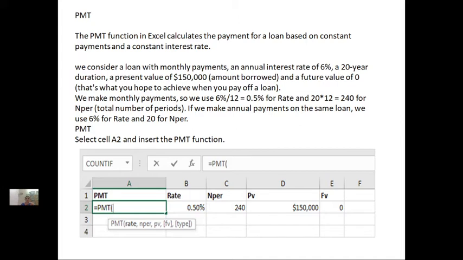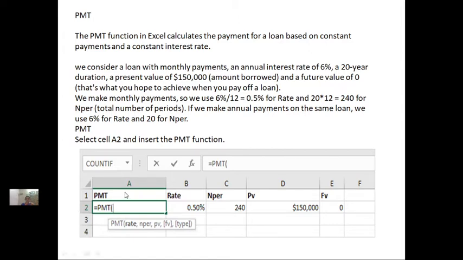This is the amount borrowed. We make monthly payments, so we use 6% per year, that is 0.5% for rate, and 20 into 12, that is 240, for NPER, the total number of periods. The total number of periods is the 20-year duration, 20 into 12, since there are 12 months per year. If we make annual payments on the same loan, we use 6% for rate and 20 for NPER.